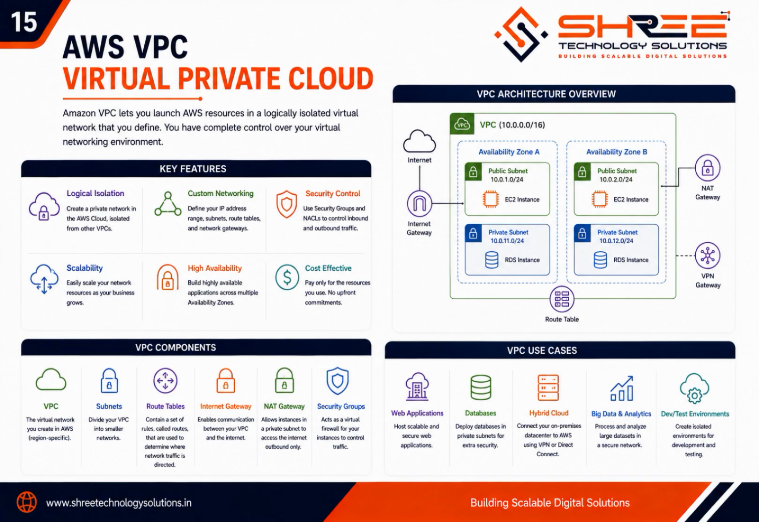A standard VPC architecture places public web servers in public subnets across availability zones, while keeping sensitive databases isolated in private subnets. Common use cases include web application hosting, secure database deployment, hybrid cloud connections, and dev test environments.